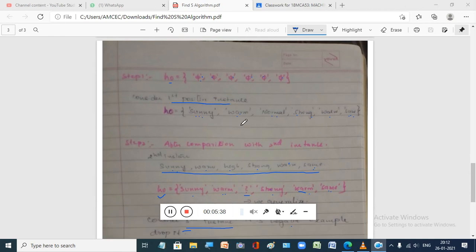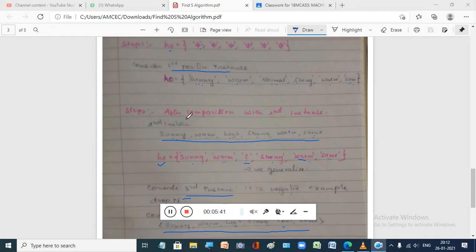In the second step, you compare with the second instance. Now you take the second positive instance: sunny, warm, high, strong, warm and same. You compare this with your previous hypothesis, going through one attribute at a time. First attribute, sunny and sunny, matches, so you don't do anything and retain sunny as it is. Next you compare warm and warm. Both are the same, so you take warm as it is.